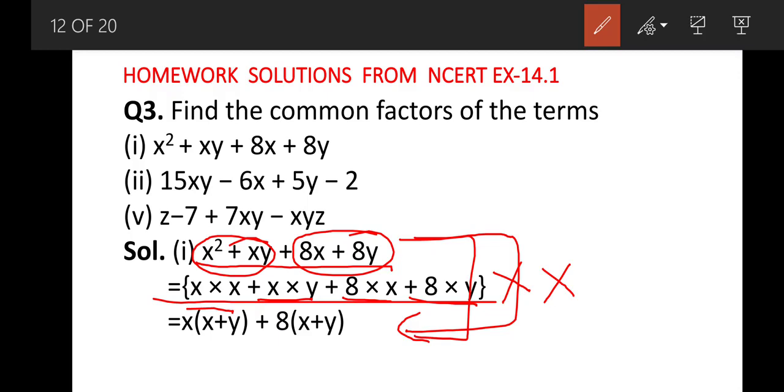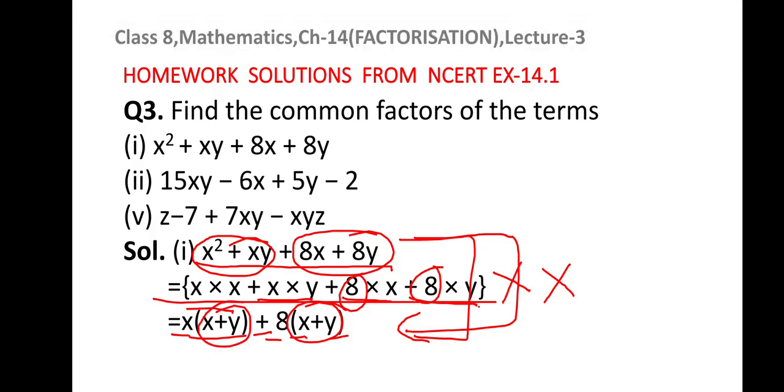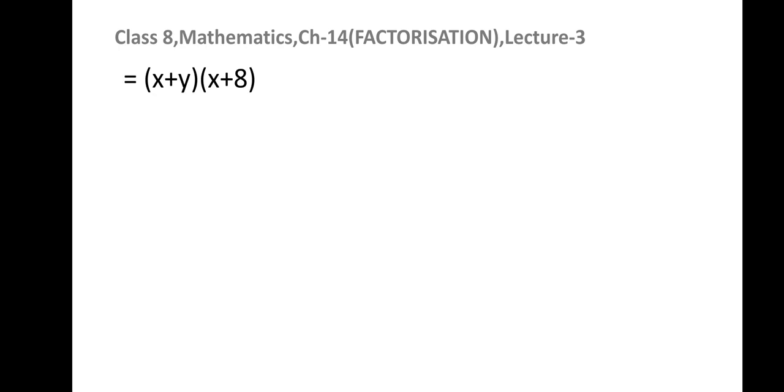So from this group, what can I take common? x common, bracket x plus y, plus, can I take this 8 common? Yes, 8 I have taken common. What is left? x plus y. So this is x plus y. This is common, so it will be written outside. x plus y into x plus 8. These will be the factors.